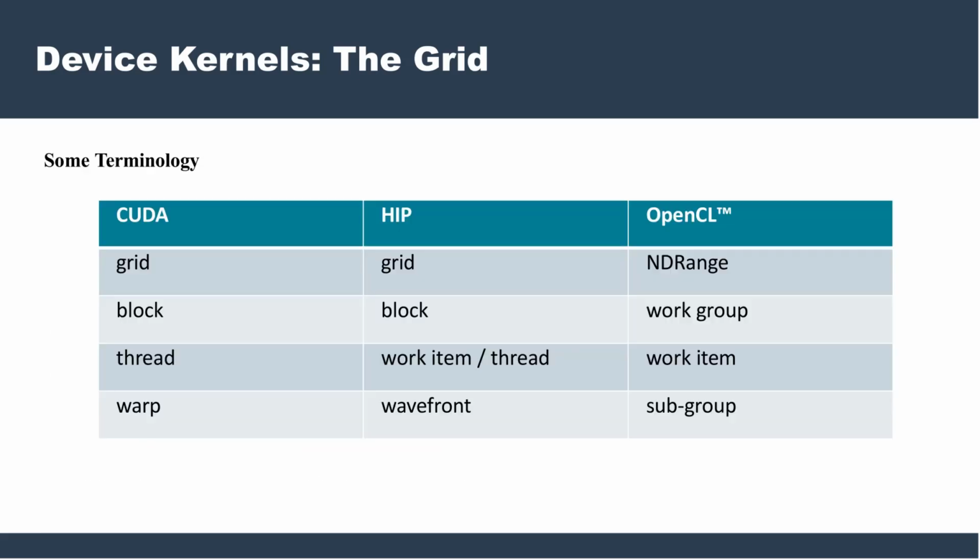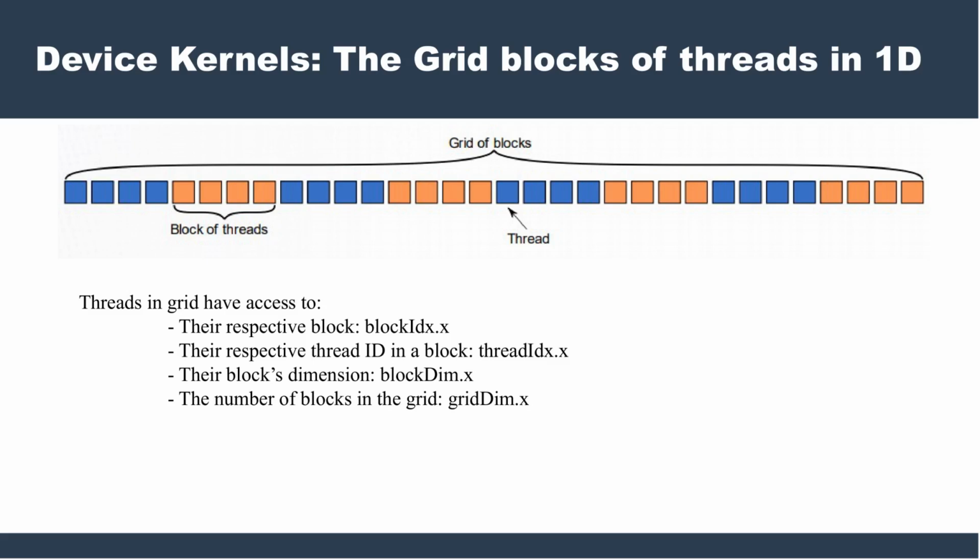In HIP, CUDA, and OpenCL, the grid organizes computation. In HIP and CUDA, a grid consists of blocks, each containing threads. OpenCL uses NDRange, with work groups and work items. Threads in HIP and CUDA are akin to work items in OpenCL, while warps in CUDA correspond to wavefronts in HIP, forming subgroups. In a 1D grid, each thread accesses its block via blockIdx.x and identifies itself with threadIdx.x. The block's size is given by blockDim.x, while gridDim.x provides the total number of blocks.